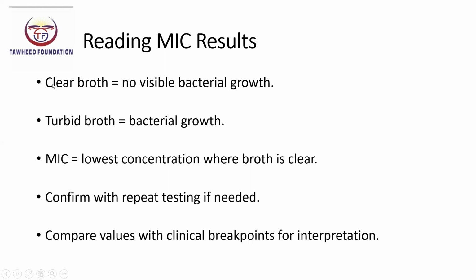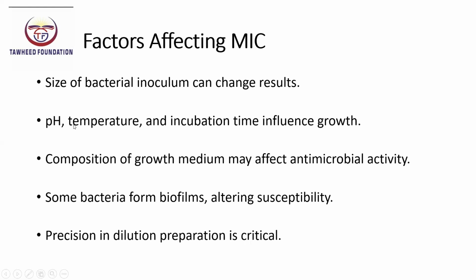So clear broth indicates no visible bacterial growth. That means bacteria are not present in that broth. Turbid broth means bacterial growth; bacteria have grown in that test tube. MIC is the lowest concentration where the broth is clear. Repeat testing is done if needed, or if you have any doubt that the reading is not proper. Compare values with clinical breakpoints for interpretation of results.